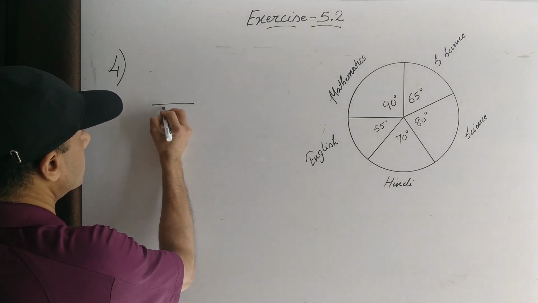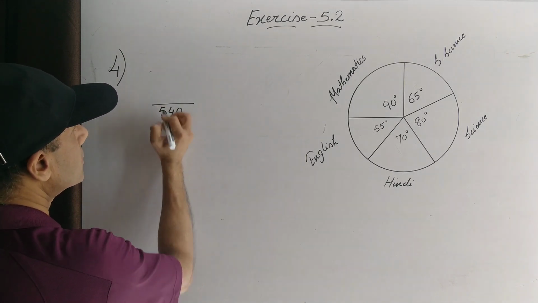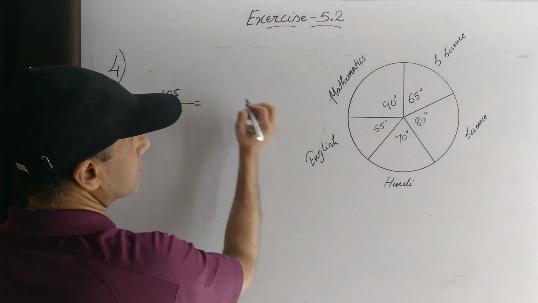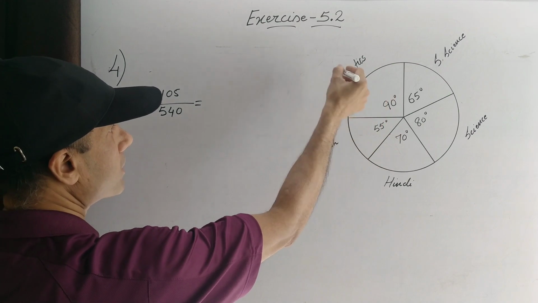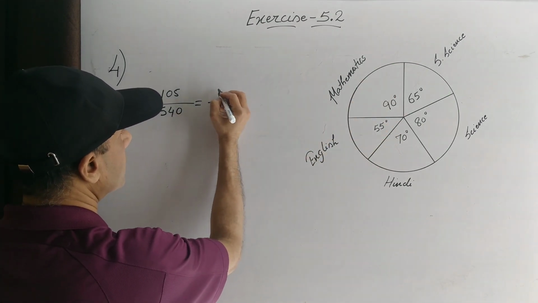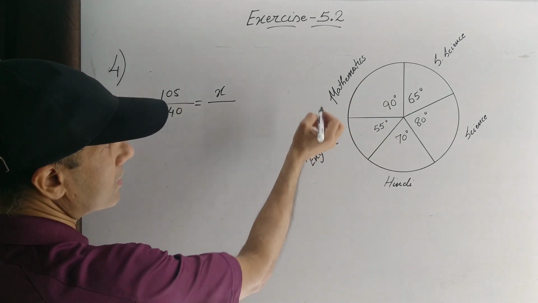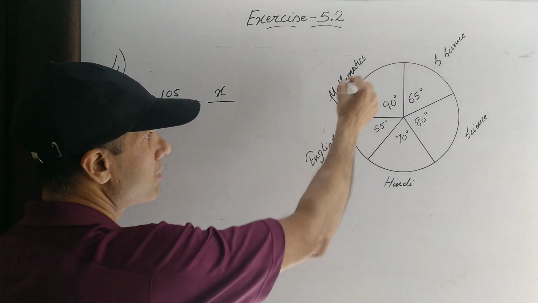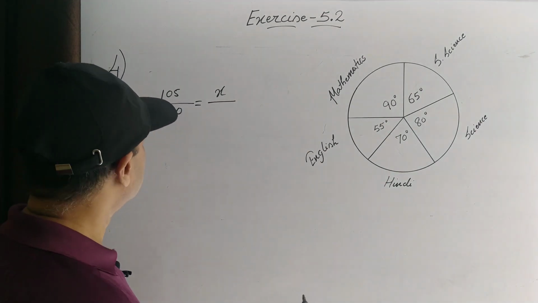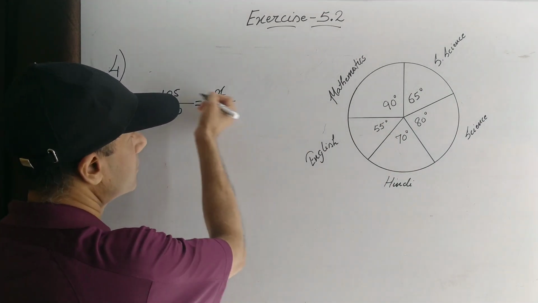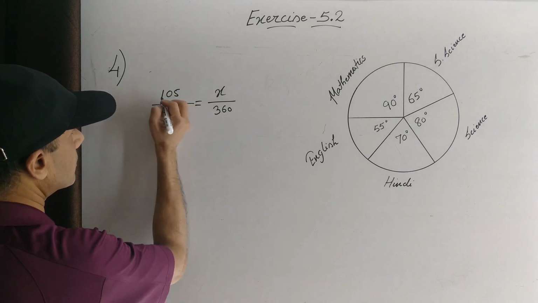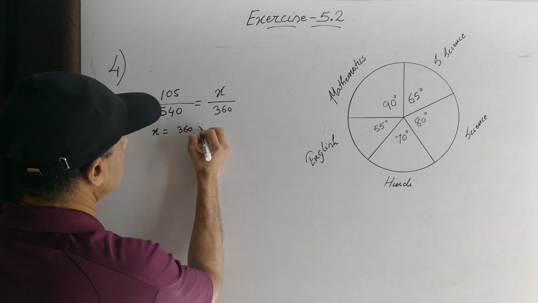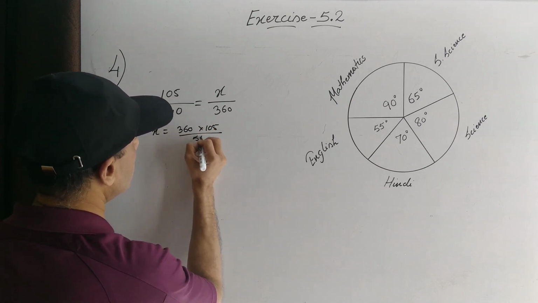Total marks is 540, out of which the student has scored 105 marks. This will be equal to the central angle of marks of that particular subject. We take it, say, x, divided by the total central angle of total marks, that is 360 degrees. So here we have got an equation. So x is equal to 360 into 105 divided by 540.